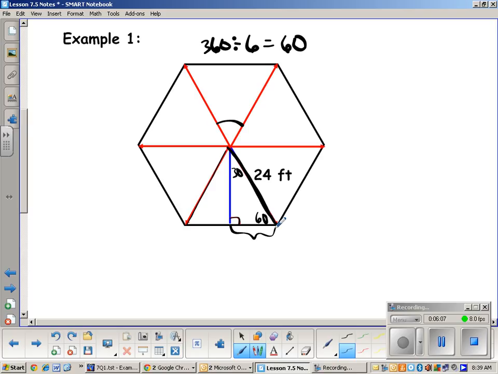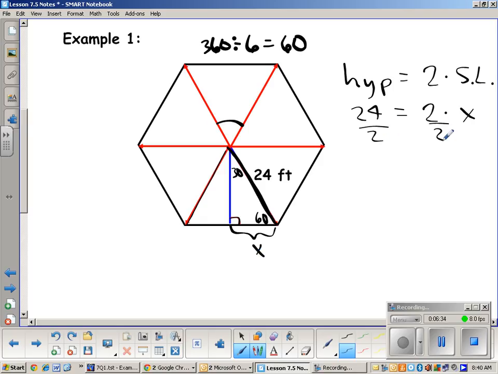The rule is the hypotenuse is equal to 2 times the short leg. That's the rule we learned 2 days ago, right? And we're going to apply that rule again today and say, if the hypotenuse is 24, and this little bit here we'll just call x, then if we divide both sides by 2, x is going to equal 12. So if x is 12, how long is that? 24.